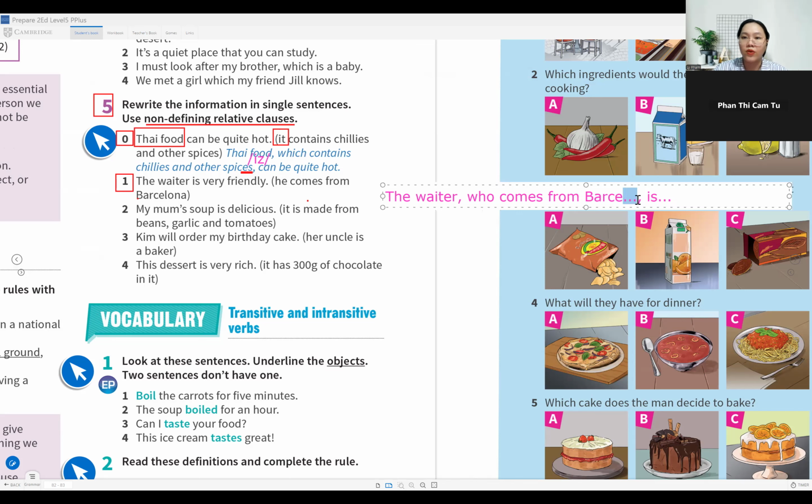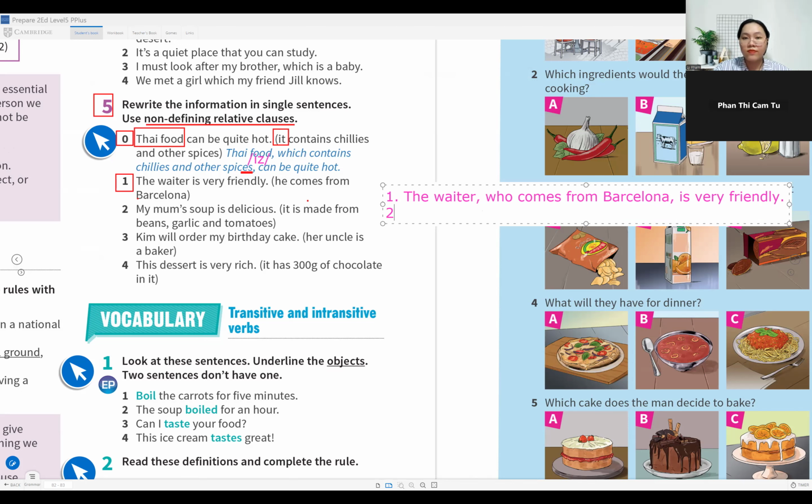It's very friendly. What do you think of number 2? My mom's soup is delicious. It is made from beans, garlic, and tomatoes. My mom's soup, which is made from beans, garlic, and tomatoes, is delicious. Yeah, right. Perfect. What about number 3?